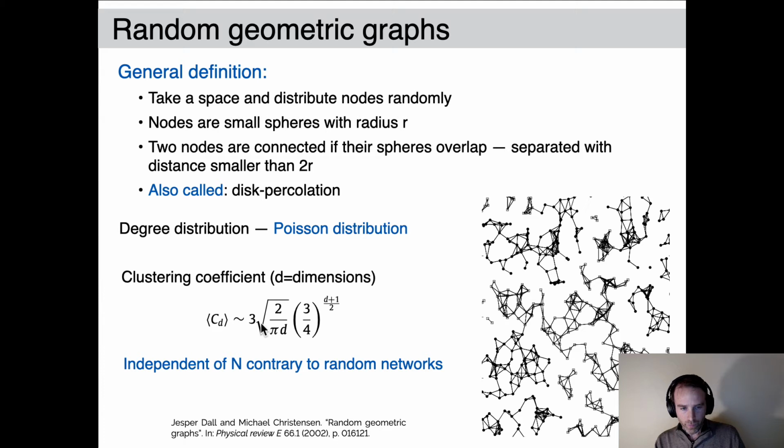And this D here is the dimensions. How many dimensions do you have? 2 dimensions, 3 dimensions, and so on. And you can observe that it does not depend on the size of the network. While the problem with normal random graphs is that the higher the number of nodes, the smaller the clustering coefficient. And in this type of spatial network, the clustering coefficient does not depend on the number of nodes. So you can have a high clustering coefficient in a very large graph, which is a property of real networks.